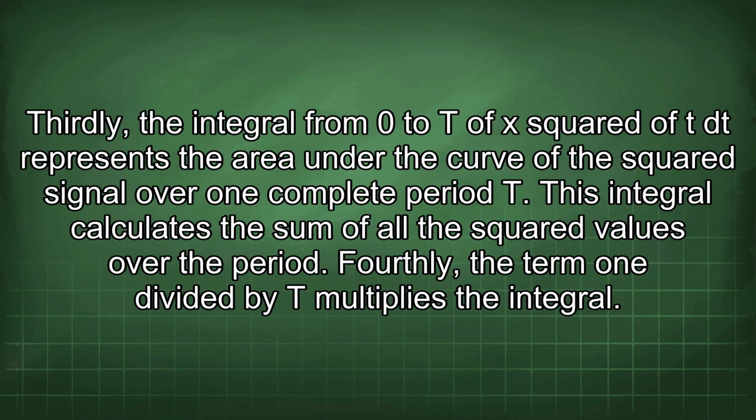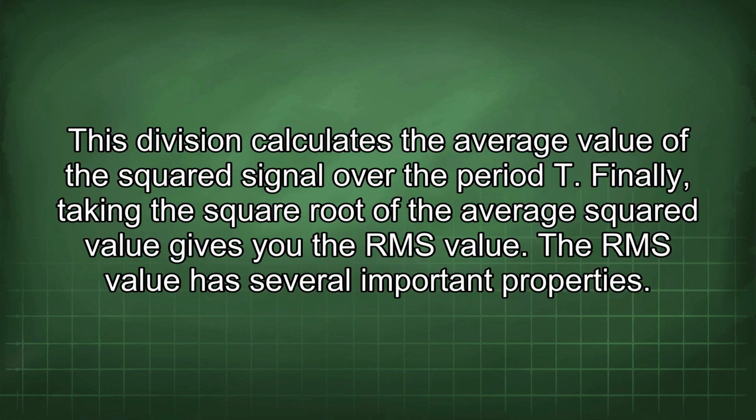Thirdly, the integral from 0 to T of x squared of t dt represents the area under the curve of the squared signal over one complete period T. This integral calculates the sum of all the squared values over the period. Fourthly, the term 1 divided by T multiplies the integral. This division calculates the average value of the squared signal over the period T. Finally, taking the square root of the average squared value gives you the RMS value.